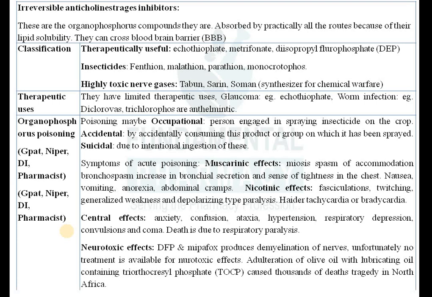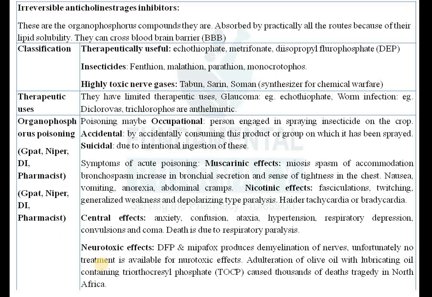Then again, sense of tightness in chest, nausea, vomiting, anorexia, abdominal cramp because of increased peristalsis. These will be the muscarinic effects. Okay, so you know that acetylcholine acts by two types of receptor, muscarinic as well as nicotinic. Okay, so muscarinic effects will be like this: miosis, spasm of accommodation, then bronchospasm, increase in the bronchial secretion, sense of tightness in the chest, then nausea, vomiting, anorexia, abdominal pain.